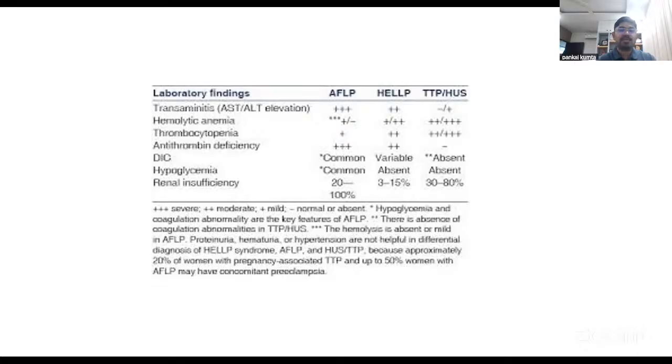Hypoglycemia is a more typical feature of AFLP. Renal insufficiency may be more in AFLP, but it is generally a high risk factor in TTP. And in TTP, you know the pentad of fever, renal dysfunction, altered sensorium, hemolysis, and thrombocytopenia. So all these carry a risk of causing these problems, and you need to be really careful.